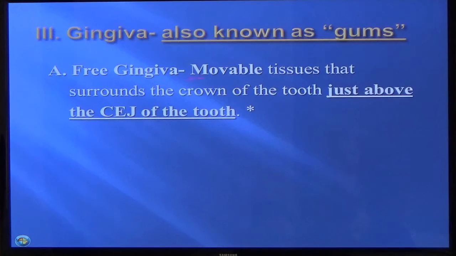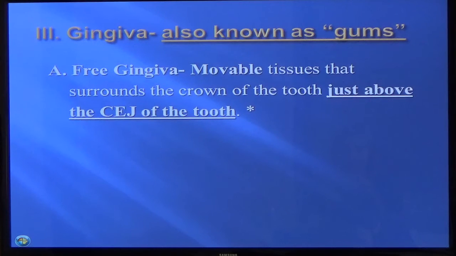Okay, there is free gingiva. Not that it's free, it's just free, it's movable. Okay, so it moves. And this free gingiva is just above... Anybody remember what CEJ means? Yeah, bonus points. Cemento-enamel, where the cementum and enamel join, the CEJ, the cemento-enamel junction.